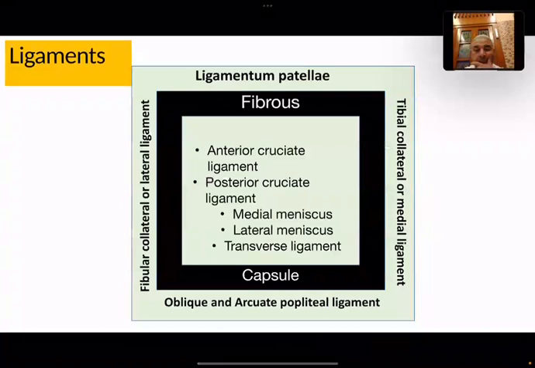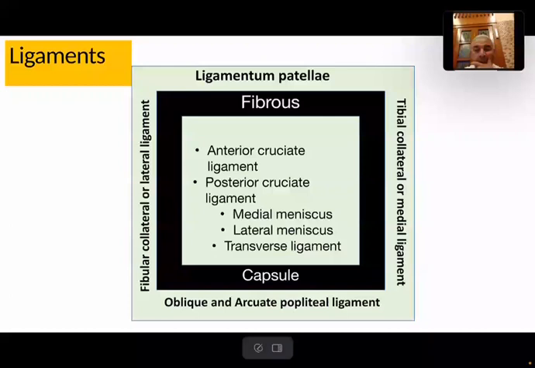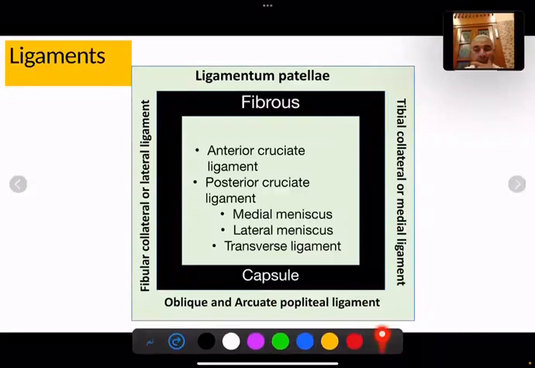The ligaments consist of two major components, the intracapsular and extracapsular ligaments. The extracapsular ligaments consist of the patellar ligament, oblique and arcuate popliteal ligaments, and the medial and lateral collateral ligaments. And the intracapsular ligaments consist of the anterior cruciate ligament, posterior cruciate ligament, medial meniscus, lateral meniscus, and transverse ligament.